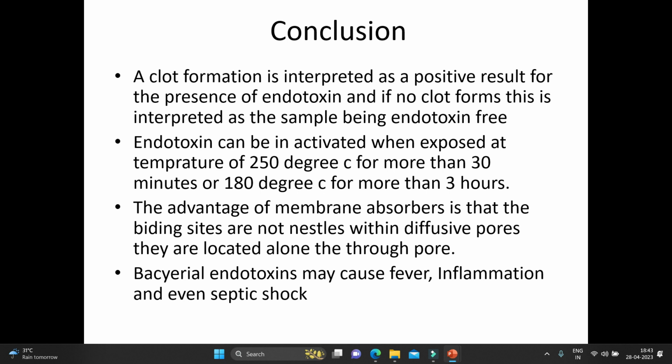Clot formation is interpreted as a positive result for the presence of endotoxin. If no clot is formed, no endotoxin is present. Endotoxin is destroyed only when exposed to a temperature of 250 degrees Celsius for more than 30 minutes. Bacterial endotoxins may cause fever, inflammation, and even septic shock.